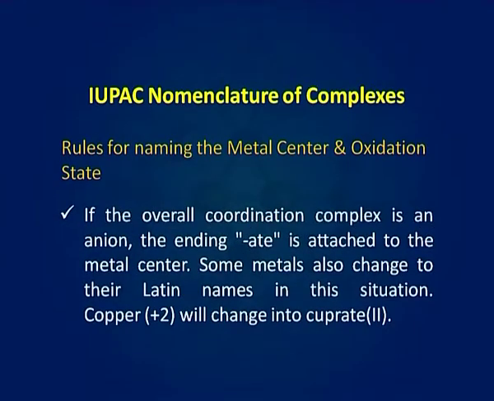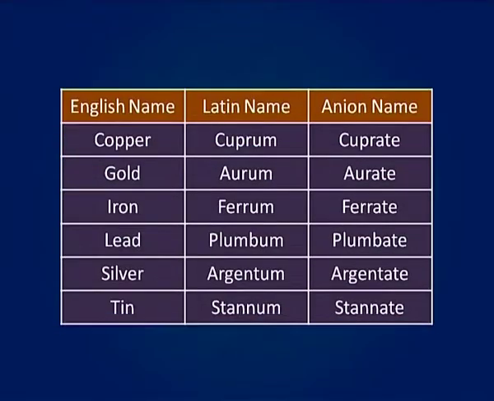If the overall coordination complex is an anion, the ending -ate is attached to the metal center. Some metals also change to their Latin names in this situation. For example, copper(II) will change into cuprate(II). Here are some examples where we use the Latin names for the metals.